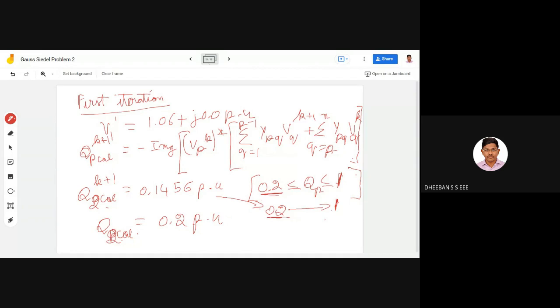Okay, so this is a slight variation in this model. Using this Q2 value, you have to calculate the voltage equation for your second bus, then follow on with the other two PQ buses. If the Q2 value you get is greater than 1.1456, then you have to consider this upper limit. You have to go towards your upper limit, and then your Q2 calculated will be equal to 1 per unit. If it is moving above the upper limit, you have to consider your upper limit.